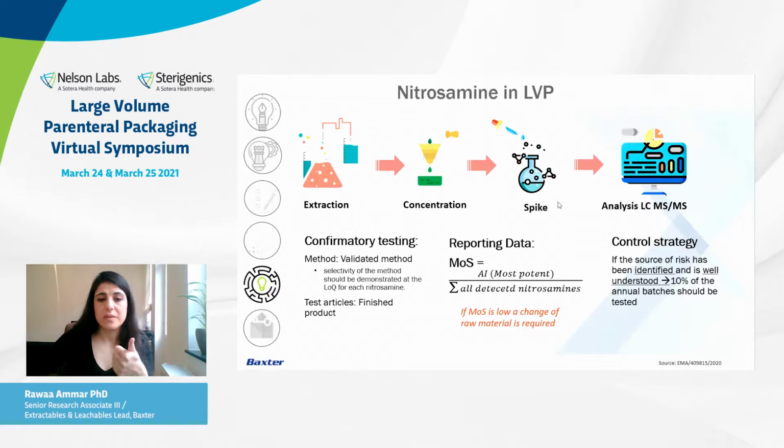Now we identify the risk, we know where it's coming from, we know how it's behaving, we know what its fate is in the product. Then we can perform testing on 10% of the annual batches on a regular basis. It seems simple, however, it's quite complex because the LVP have a lot of different drug chemistries and therefore a lot of different matrices. The complexity of the matrices made this step quite complicated. And this is a big challenge to achieve these limits with this extraction step for these matrices.